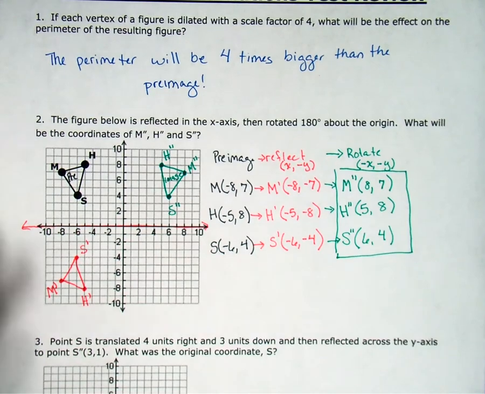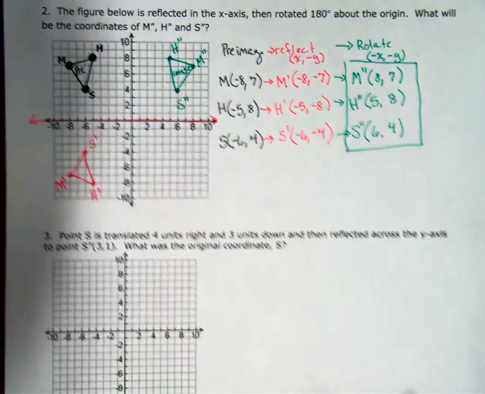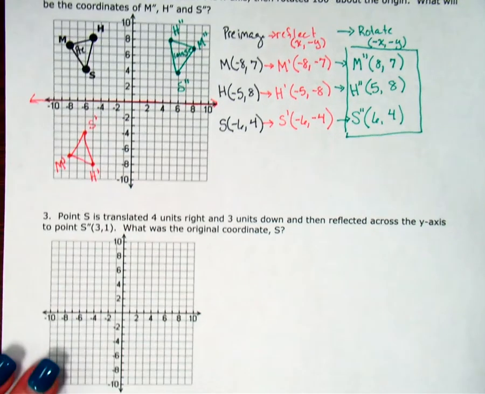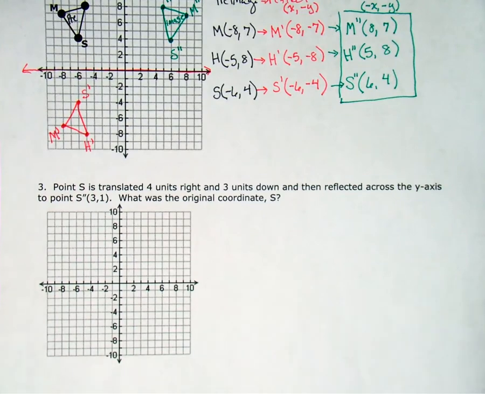Okay, let's do one more for this video. Number 3, point S is translated 4 units right and 3 units down, and then reflected across the y-axis to point S double prime 3, 1. What was the original coordinate of S? So we're only dealing with one point here, which is kind of nice rather than a whole bunch of different things. Okay, so let's see.